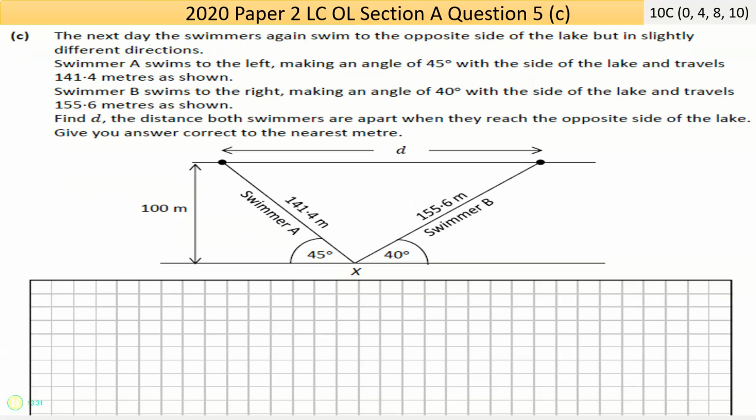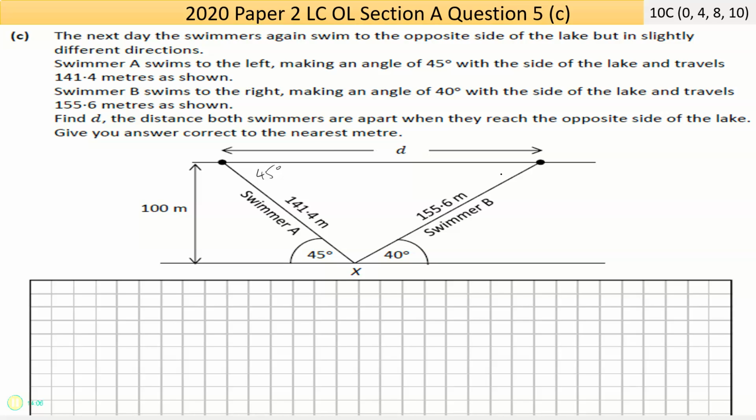Now part C here, it says the next day, the swimmers again swim to the opposite sides of the lake, but in slightly different directions. So it's not the same diagram. Swimmer A swims to the left, making an angle of 45 degrees. So again, that's 45, okay, and travels 141.4 meters as shown. Swimmer B swims to the right with an angle of 40 degrees and swims a distance of 155.6. Now it says find D, this big distance here on the far side.